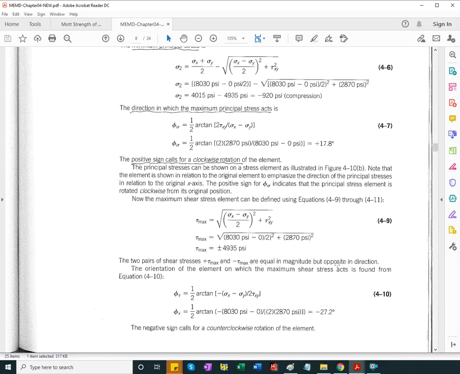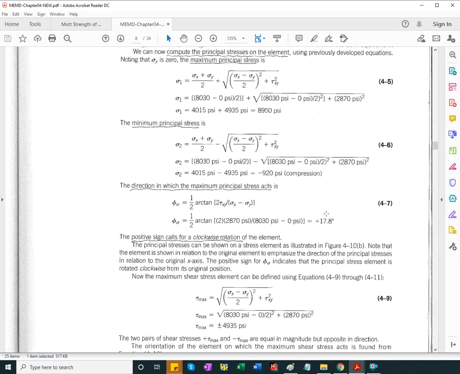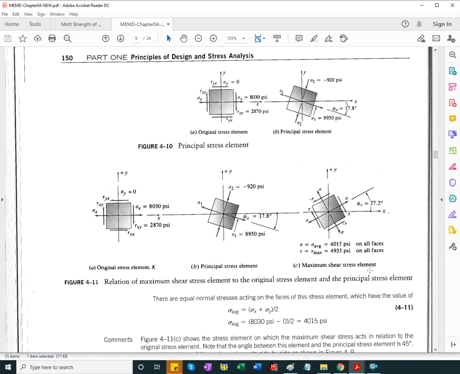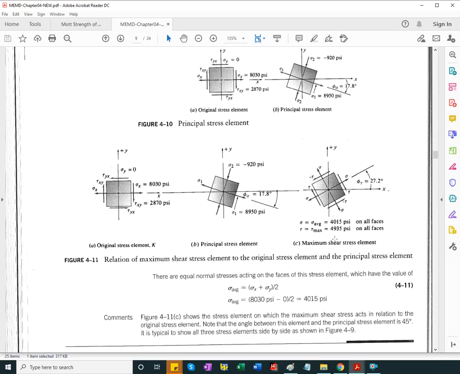Knowledge about the angle, that is, the orientation of the principal element, is sometimes but not always as important as the principal stresses. And for a thorough analysis, it's useful to show how they are positioned relative to each other: the original element, the principal stress element, the maximum shear stress element, and at what angles these occur.